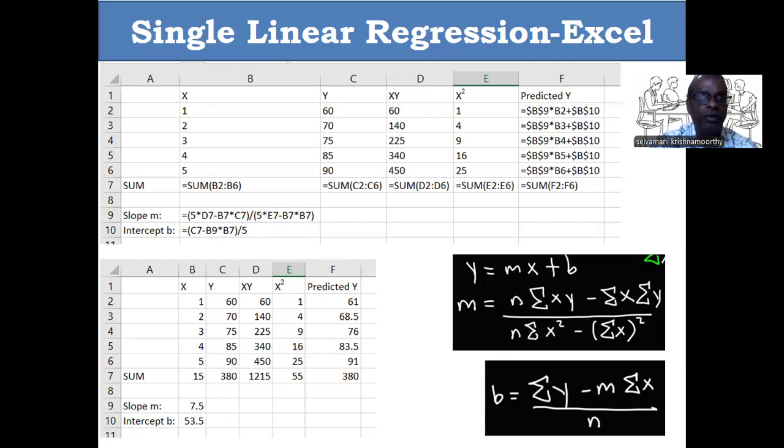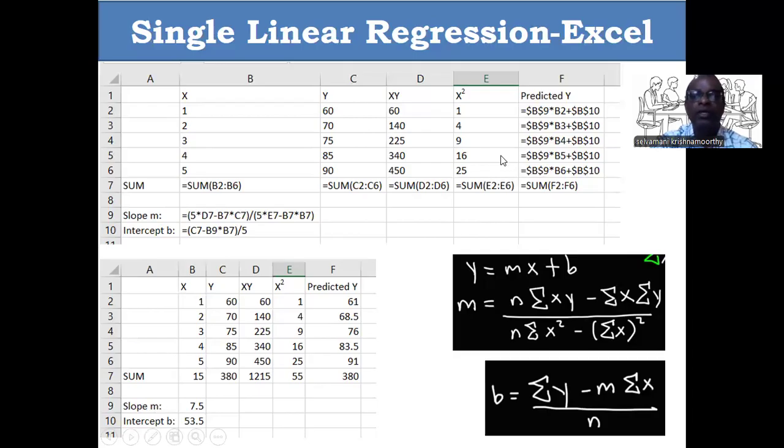Then we need to find the intercept B on the y-axis. For B, what's the formula? Sigma Y, which is C7, minus M, which we already found as 7.5, available under B9, multiplied by sigma X, again B7. I hope it is clear. Divide by the number of observations, 5. So we got 53.5. Now we have the slope as well as B.